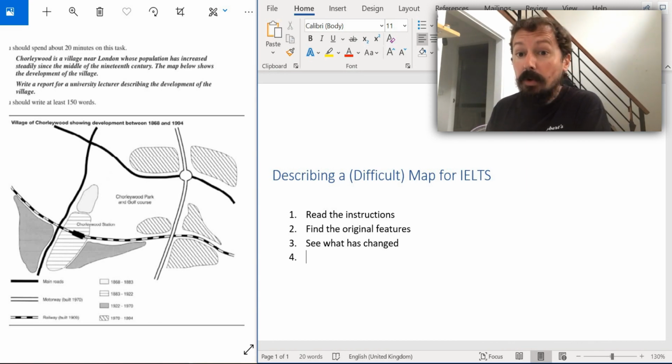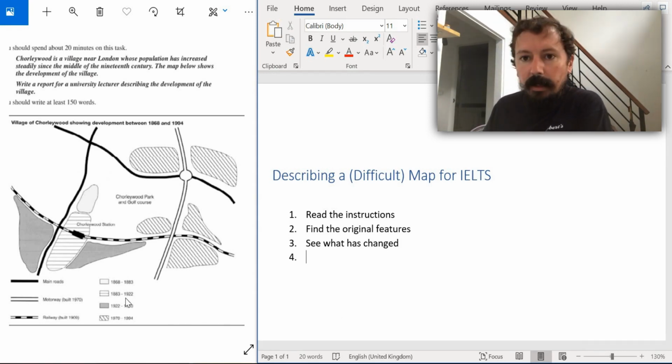And again, it's quite easy to do this in most maps. The problem with a map is describing the information in terms of its spatial layout. Where is this? Where is this? What is this? In this map, we have another layer of difficulty. You have to find how you can see those changes and then how you can describe those changes.